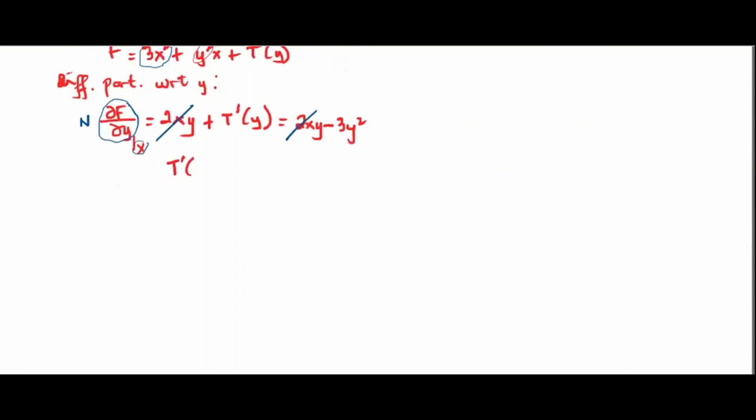T prime of y is equal to negative 3y squared. Tama ba? Yes po. T prime of y may be written as dt over dy, and that is equal to negative 3y squared. If I cross multiply, dt is equal to negative 3y squared dy.